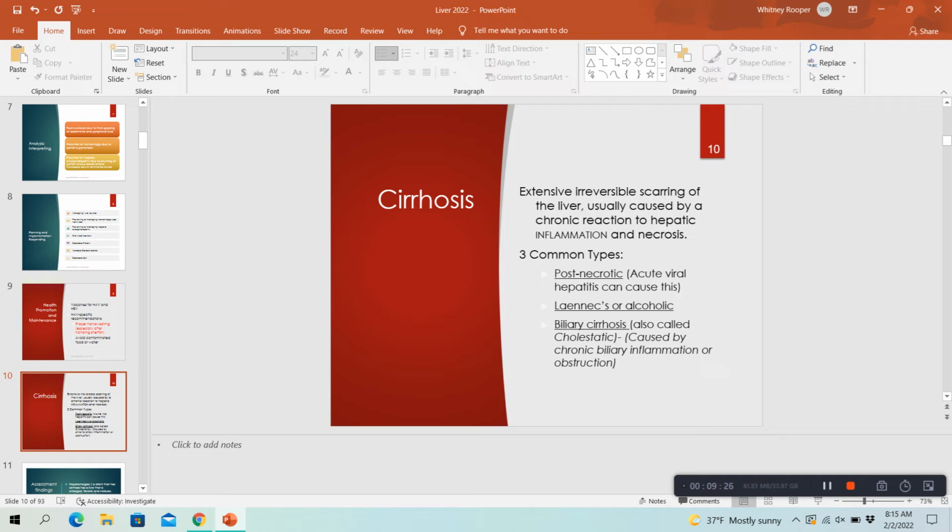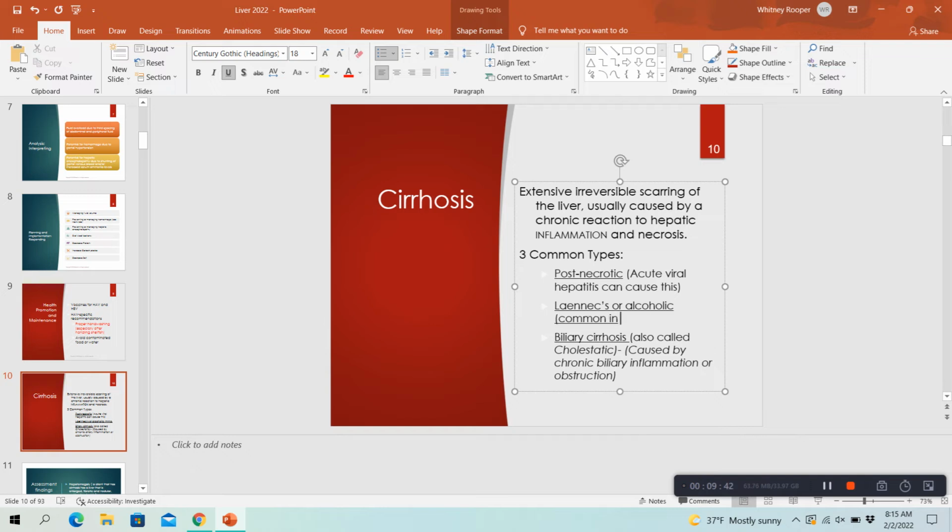There are 3 common types. Post-necrotic, that's the acute viral. Laennec's or alcoholic, which is what we see in the United States. And then you have biliary cirrhosis, which is caused by obstruction of the gallbladder. We all know a lot of people get their gallbladders taken out. A lot of gallbladder surgeries.